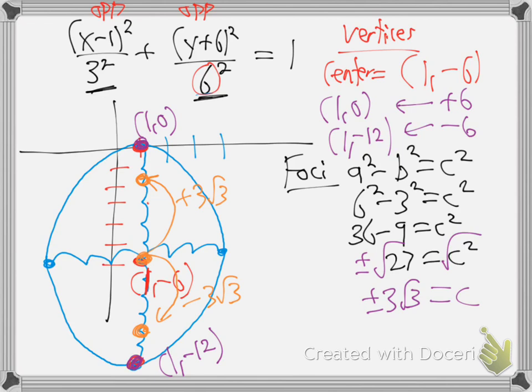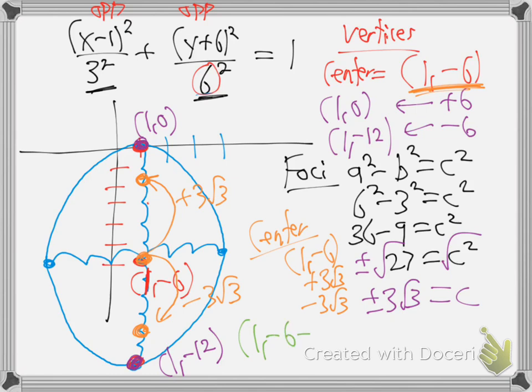So then you take the center. It's all going back to that center again. So take the center. I'll write it right here, which is 1 minus 6. And I'm going to add 3 root 3 and subtract 3 root 3 from the y coordinate because up, down, huh? So what's that going to be? We're so close. It's going to be 1 minus 6 plus 3 root 3 and 1 minus 6 minus 3 root 3. Done. It's just as easy as that.